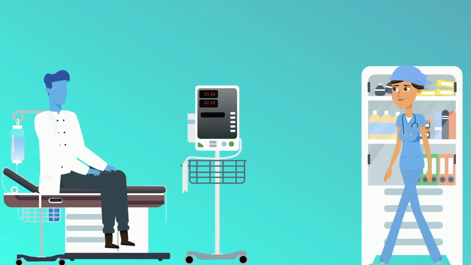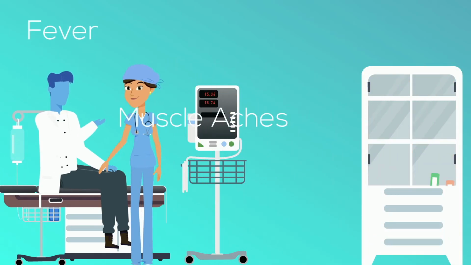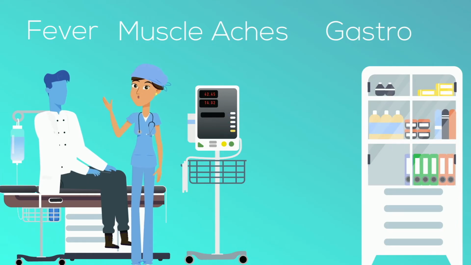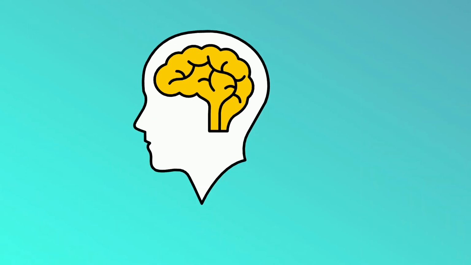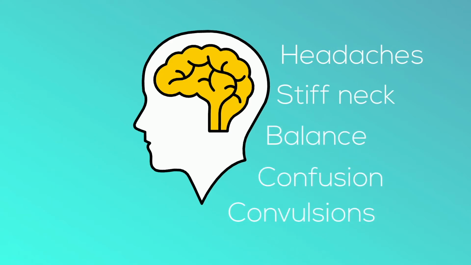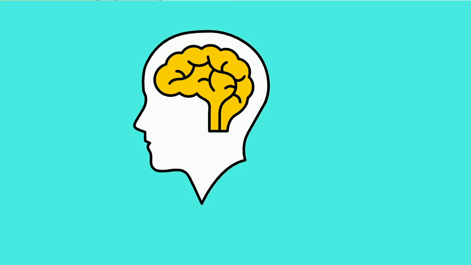A person with listeriosis usually has fever, muscle aches, and gastrointestinal symptoms such as nausea or diarrhea. If infection spreads to the nervous system, symptoms such as headaches, stiff neck, loss of balance, confusion, or convulsions can occur. With brain involvement, listeriosis may mimic a stroke.